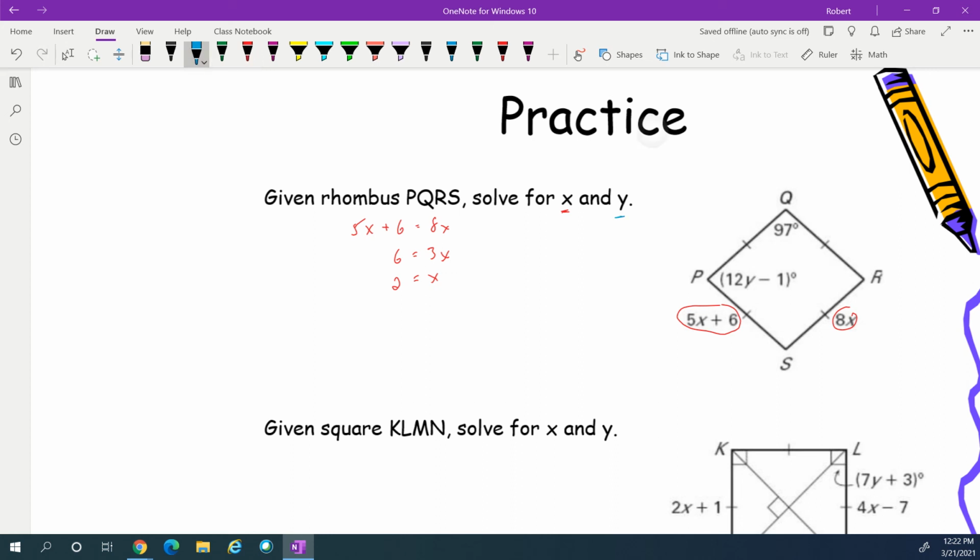Solving for y, we're working with the angles. Consecutive interior angles are supplementary. So we have 97 plus 12y minus 1 equals 180. So combining like terms, 96 plus 12y equals 180. And of course, we can solve it from there. 12y equals 84 and y equals 7.